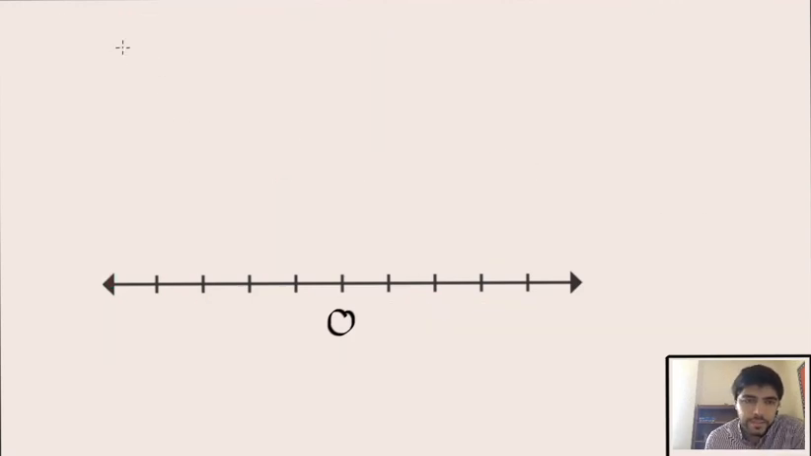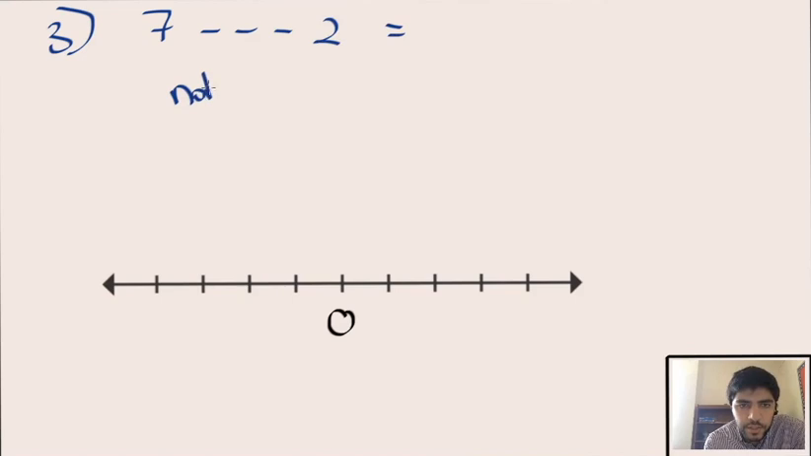This last example is kind of silly, but I'm giving it to you just in case you were wondering. If you have a question like this, 7 minus minus minus 2. Again, every time you see a minus, it's like the word not. So if I say not, not, not, that really means that the first two cancel each other. So if I say Mr. Omar is not cool.